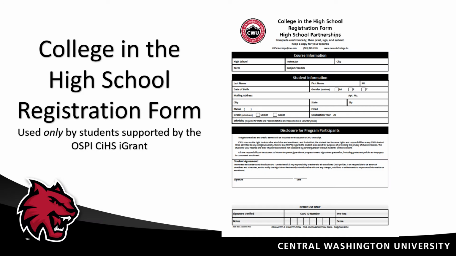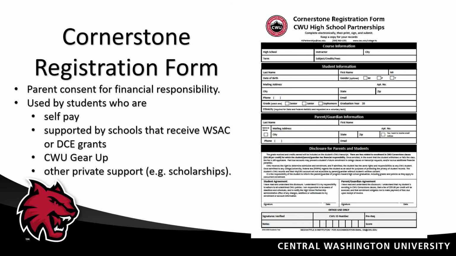This is the college and the high school form, which is used only by those students who are covered by the OSPI College and the High School grant. Everybody else uses the Cornerstone form. This is the Cornerstone form, which is used by most of the students. Note that down at the bottom, there's the parent information, agreement, and a signature block.